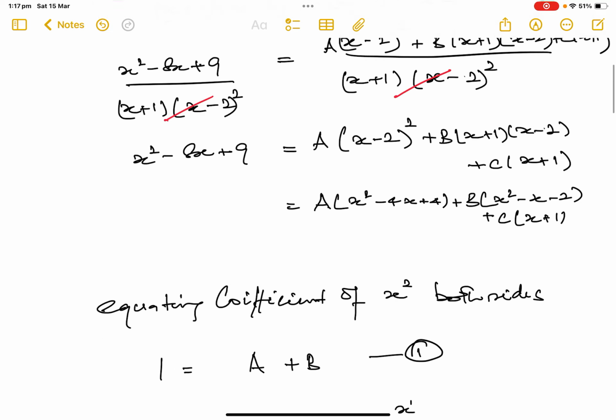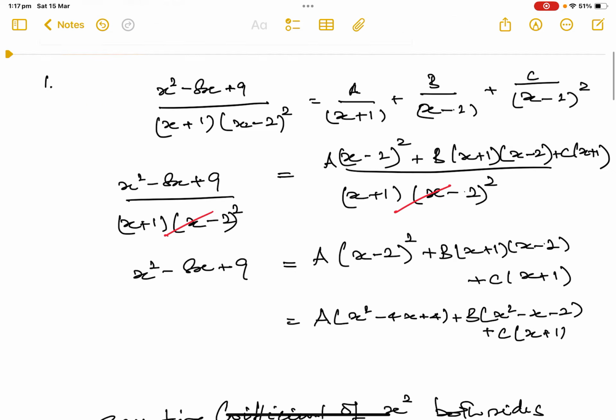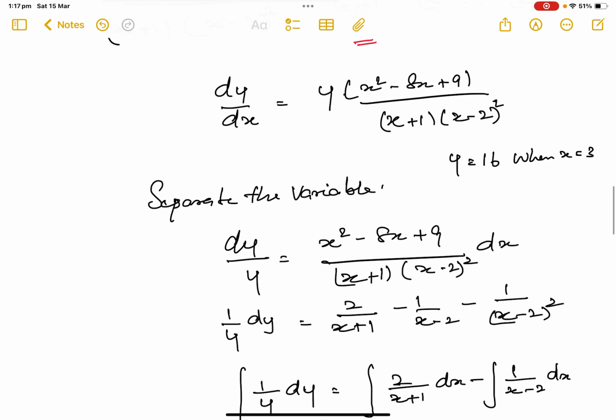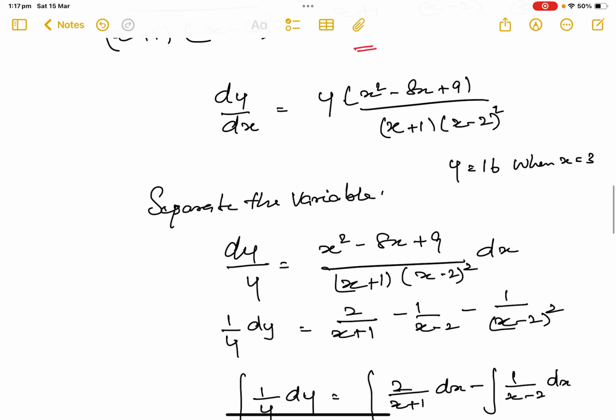Second part, they have given us dy over dx in terms of y times the function from the first part. Dy over dx equals y times x squared minus 8x plus 9 divided by x plus 1 times x minus 2 squared. Then again, y equals 16 when x equals 3. We will use it later on.